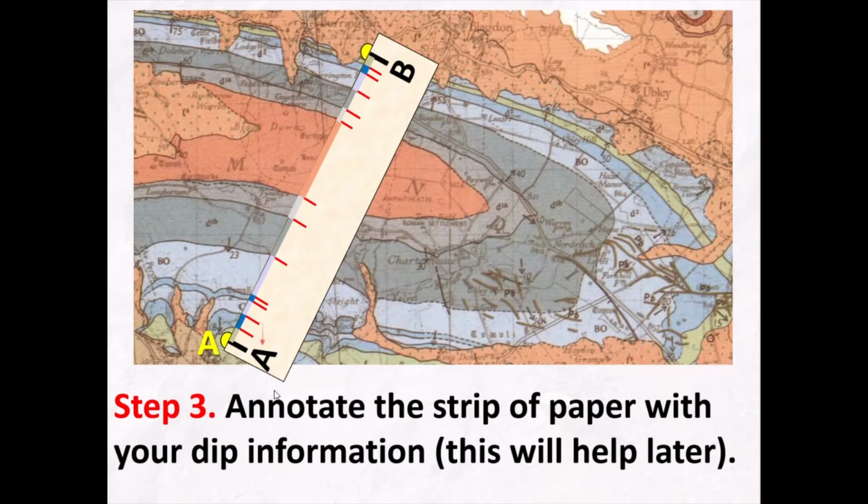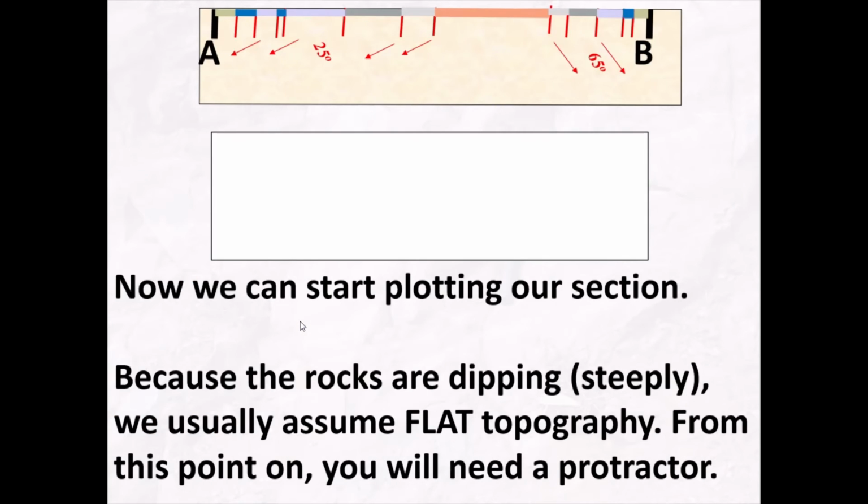And then what I want to do is annotate the strip of paper with my dip information. So like I said, just by looking at the map, I can see that these contacts over here, they have this uniform dip of about 65, and these contacts on this side of the hinge have a uniform dip of about 25 or thereabouts. So now what I can do is start plotting my geological section.